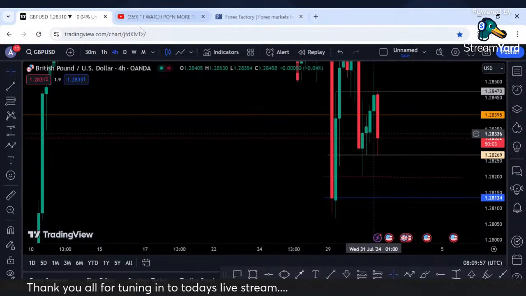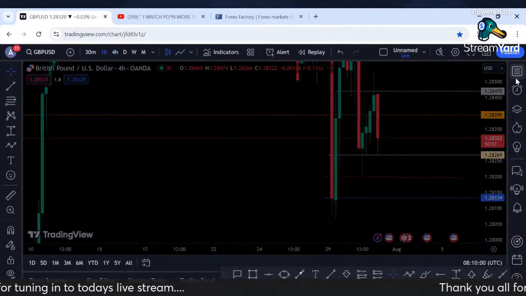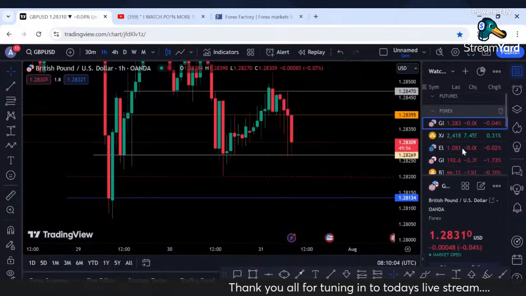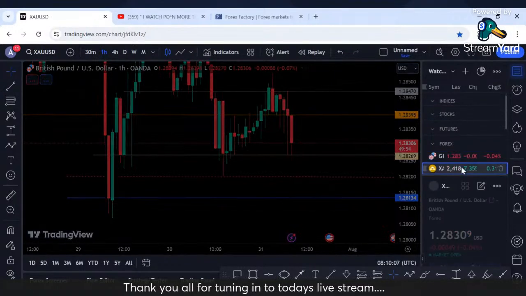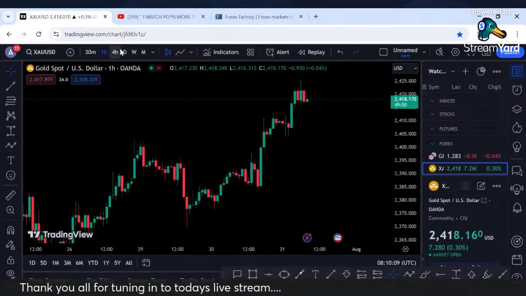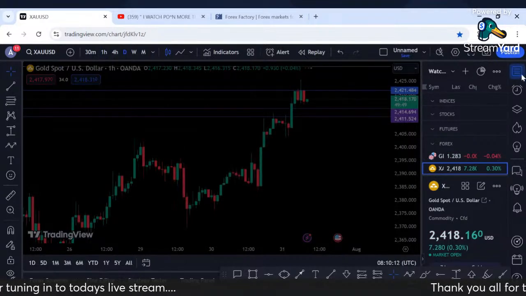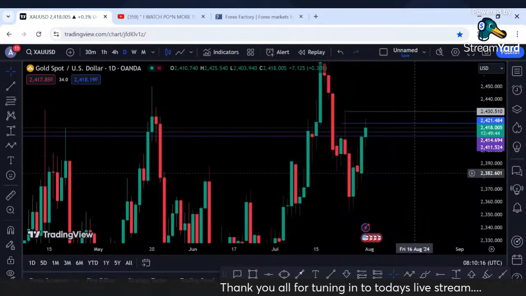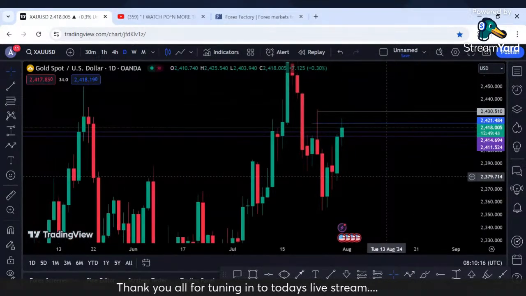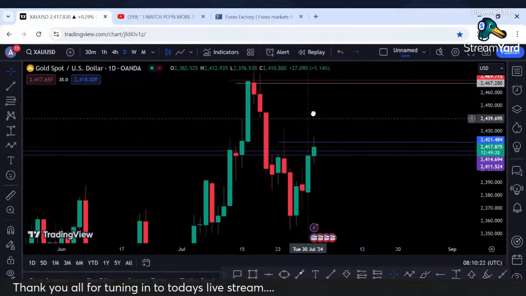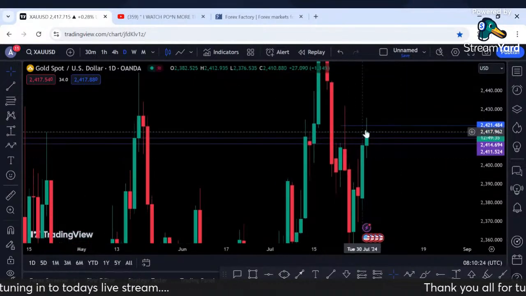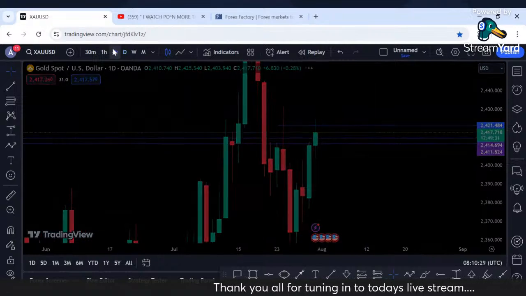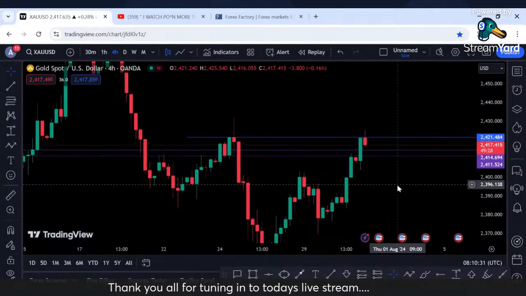Okay, so there's no opportunity over here. Let me check gold. So gold is in an uptrend. If you want to take a buy, you can wait for the 9 o'clock candle to open. So when this one closes, you can find an entry.